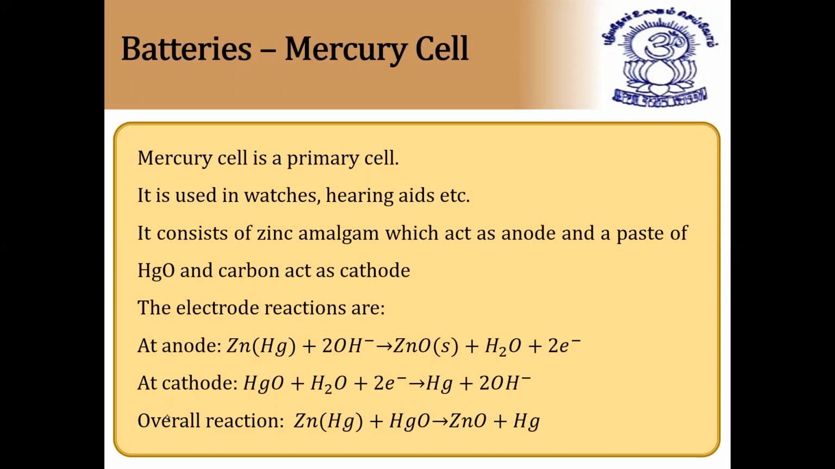The electrode reactions are: at the anode, zinc changes to zinc oxide; at the cathode, mercuric oxide changes to mercury. And the overall reaction: zinc amalgam, that is zinc plus mercury, combines with mercuric oxide and forms zinc oxide plus mercury. A paste of mercuric oxide and zinc amalgam together is called the electrolyte. So this is called the mercury cell. These are used in watches as well as hearing aids.